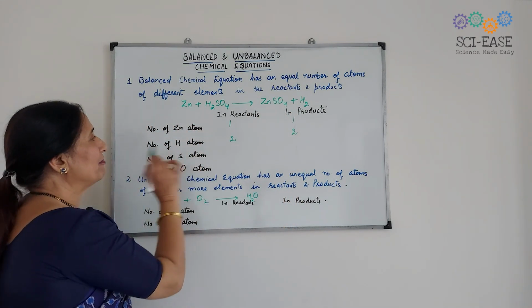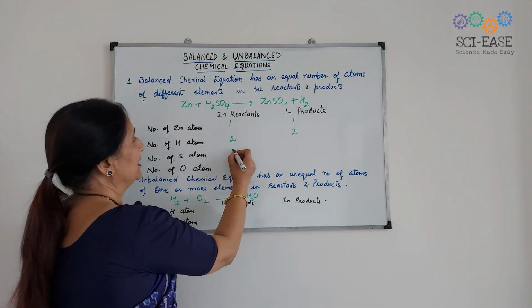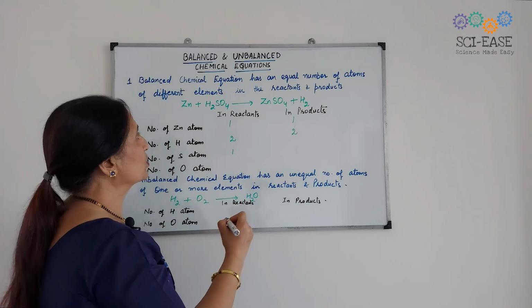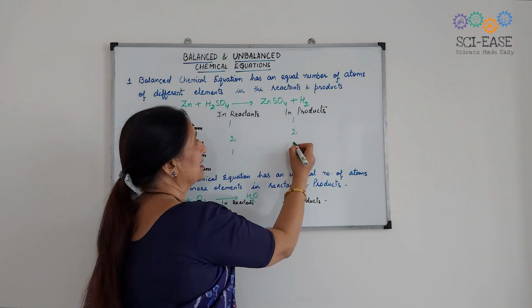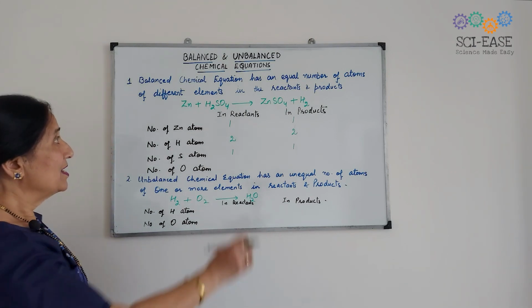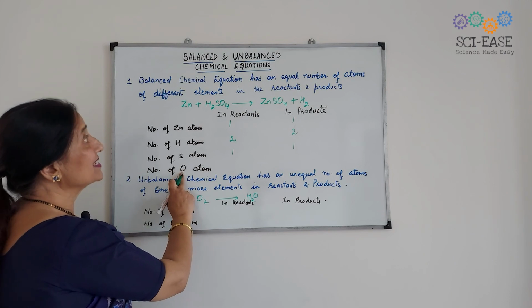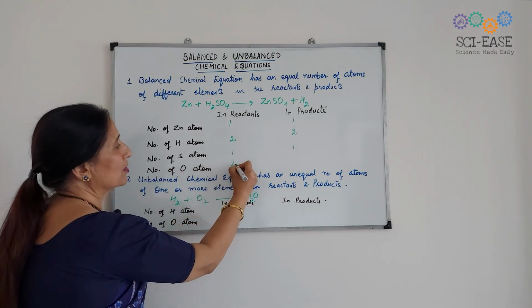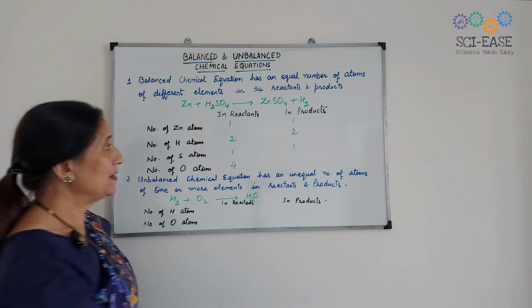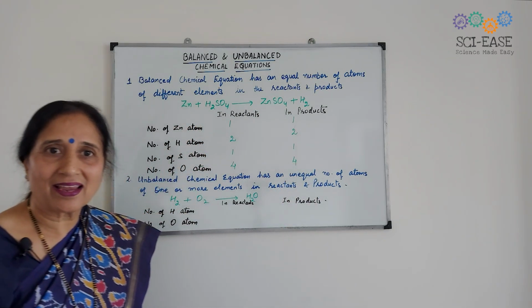Come to the number of sulfur atoms. Number of sulfur atoms in the reactant side is 1, and again it's 1 in the product side. Now, come to the last atom, that is oxygen. There are 4 oxygen atoms in the reactant side and 4 oxygen atoms in the product side.